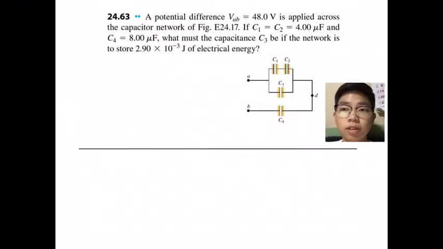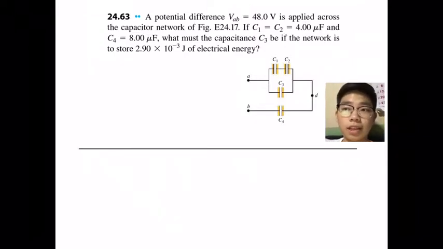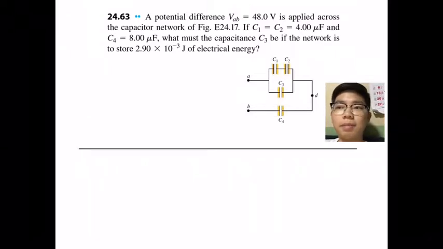For our next question, we have a potential difference of VAB equal to 48 V applied across a capacitor network, if C1 is equal to C2 is equal to 4 μF and C4 is equal to 8 μF. What must be the capacitance of C3 if the network is to store 2.9 times 10 to the negative 3 joules of electrical energy?